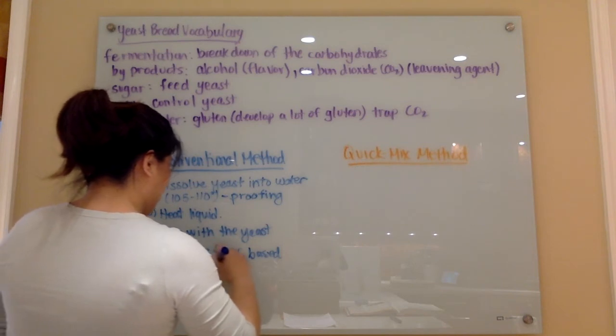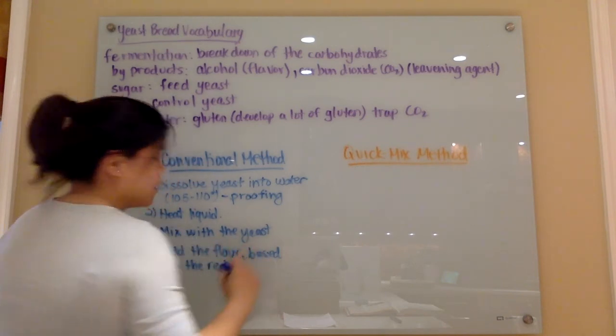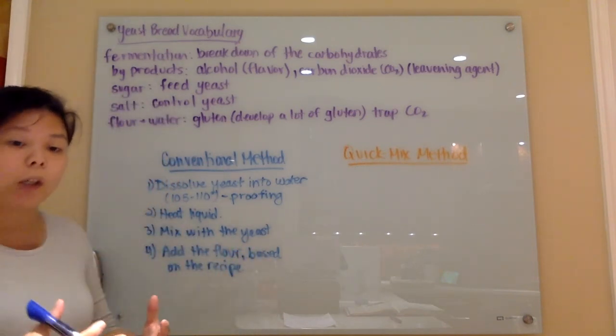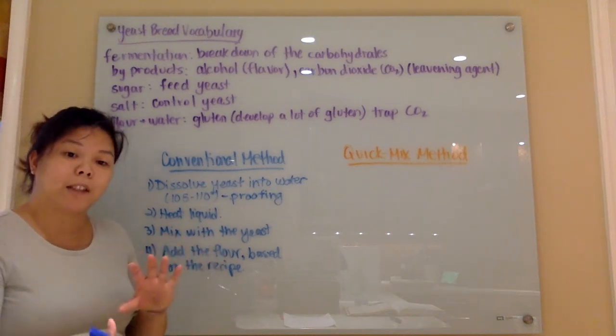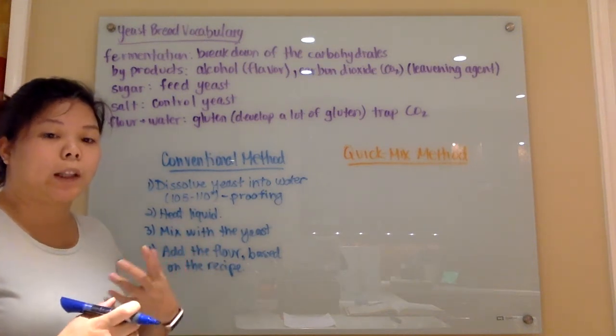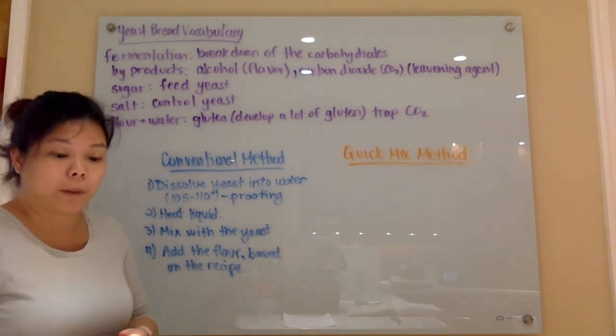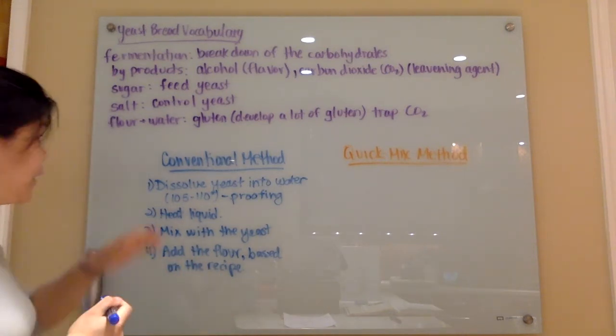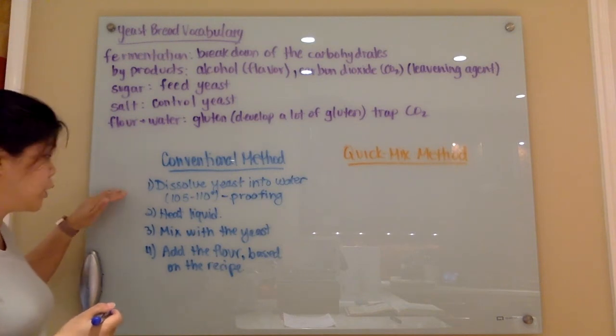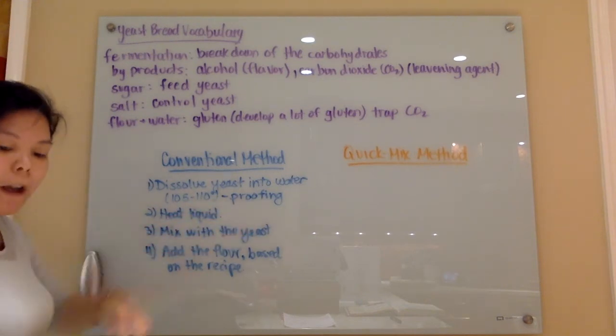So depending on what your recipe says, you might have a stiff dough, meaning it's very hard to work with, or a soft dough, which is very pliable, very flexible. So this is the conventional method, which is really the proofing, okay?